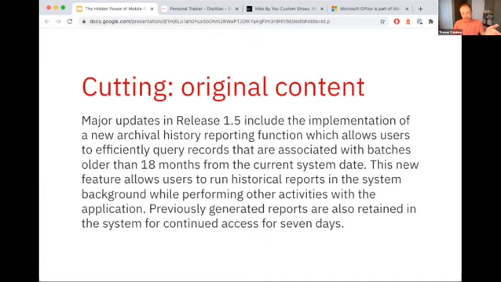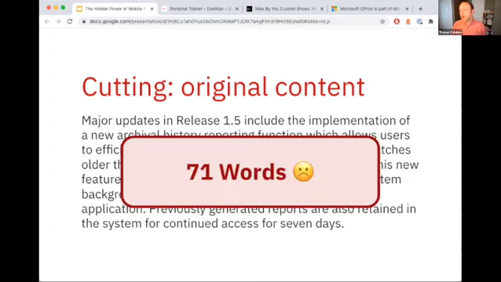Let's look at this example. This is a real bit of copy written by a real company. And it's a lot of words for what it says. Now, just trust me on this. You don't need to read it all, but you look at that first line, major updates for release 1.5 include, right? So already it's getting verbose. So let's take a rewrite here and try to cut some of these words.